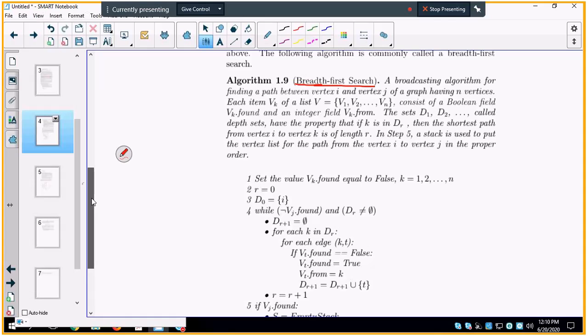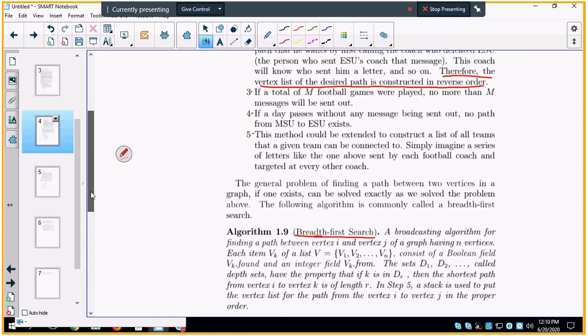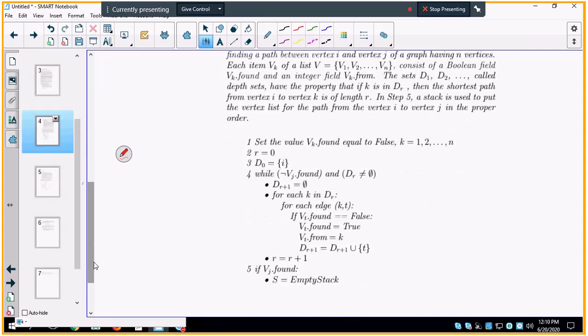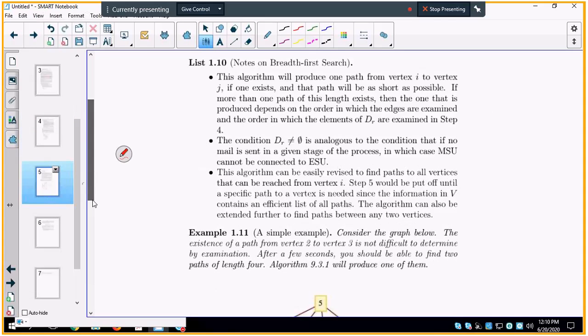The key thing here is that the vertex list will be constructed in reverse order and in the method that we described. Okay, a couple quick notes on the algorithm. The algorithm will produce one path from vertex i to vertex j if one exists, and the path will be as short as possible. This is what we want from an algorithm: we want it to give us the results, and ideally we want it to give us the results efficiently. If more than one path of this length exists, then the one that is produced depends on the order in which the edges are examined.